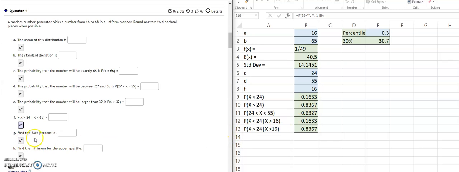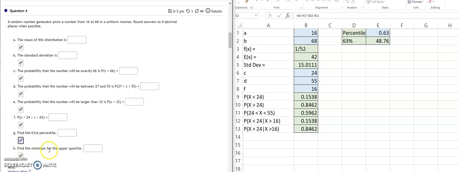Now, when it wants us to calculate the 63rd percentile, this is assuming that we have the range that we originally were given up here, which is 68. So we need to go back and change this 65 to 68 before we can do the percentile. So we change this to 68. Now it says find the 63rd percentile. So we're going to change this value right here to be 0.63 to represent the 63rd percentile, and we get the value of 48.76, and we find that here.